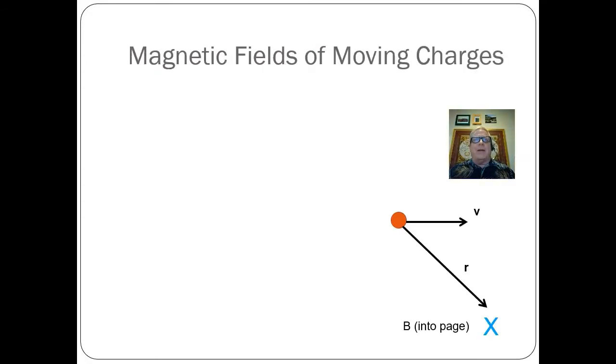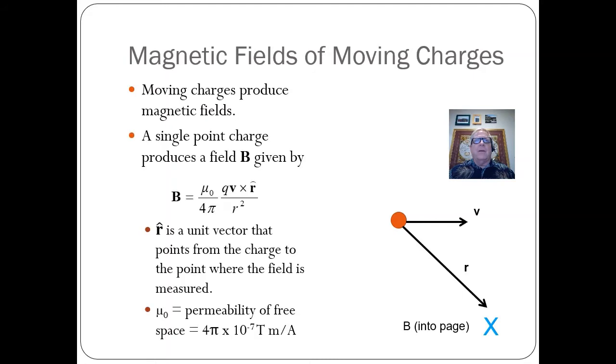So let's start off by calculating the magnetic field of a moving charge. We'll do individual moving charges first, and then we'll do it with currents. Moving charges do produce magnetic fields, and the magnetic field is equal to mu naught over 4 pi times q, where q is the magnitude of the charge, times v cross r hat over r squared. Now the v cross r hat is just giving us the direction that the B field is going to take.